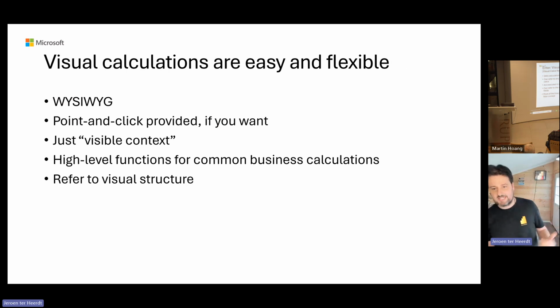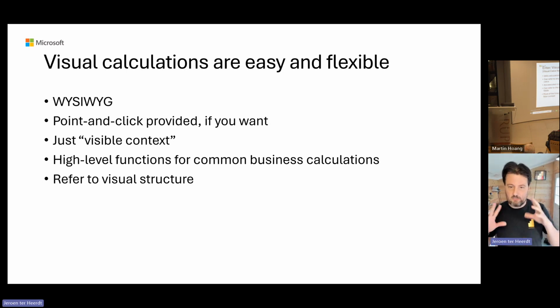So visual calculations are WYSIWYG. What you see is what you get, right? So you'll be very visually seeing the calculation happening, so you can easily validate the DAX that you wrote. Point and click will be provided if you want, so you don't have to type all the time. We are just starting on this journey, so don't expect me to now show you a fully mouse-driven interface. That is not what I'm going to show you in a second. And then you work within this little sandbox, so there's less stuff to worry about. And then we'll introduce the capability to refer to the visual structure, and we'll introduce functions for common business type calculations.